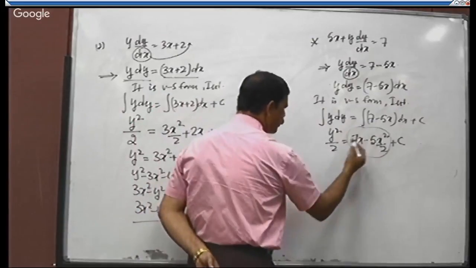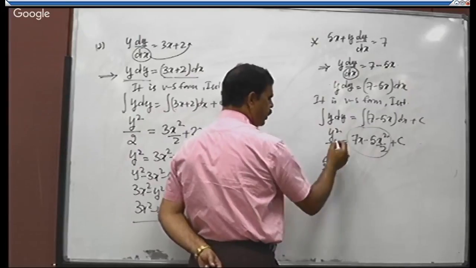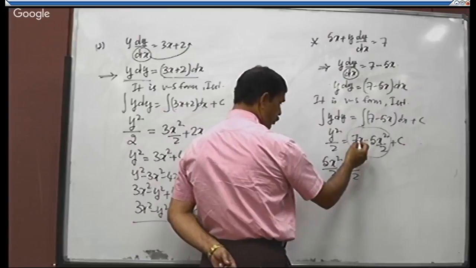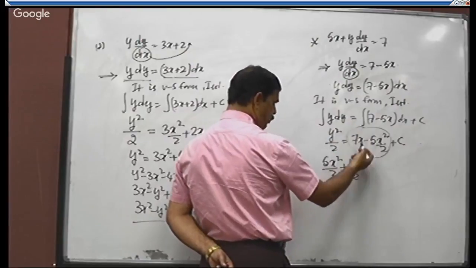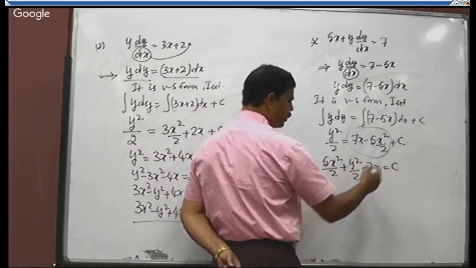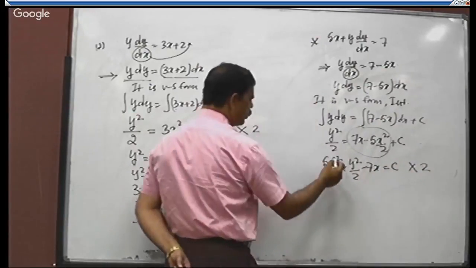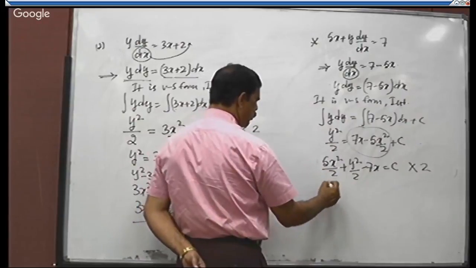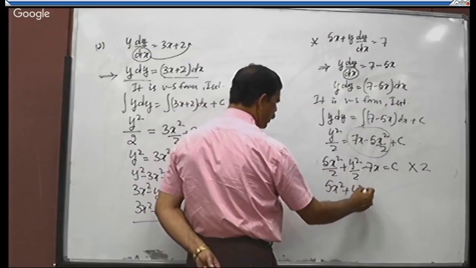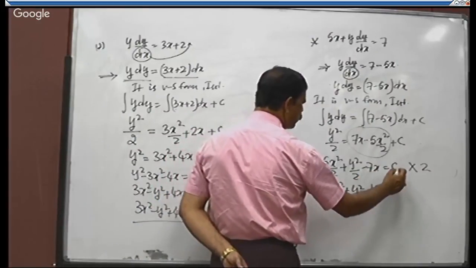Take these two terms to the left side. Minus becomes what? Plus 5x square by 2. Then write the y square term, plus y square by 2. 7x, when it is transferred to the left side, becomes minus 7x is equal to c. Now just multiply with 2. 2 into this, 2 cancels. 5x square, plus 2 cancels, y square minus 2 into 7, 14x is equal to 2c.